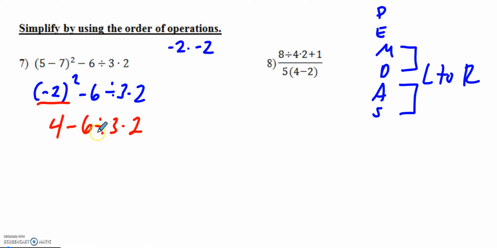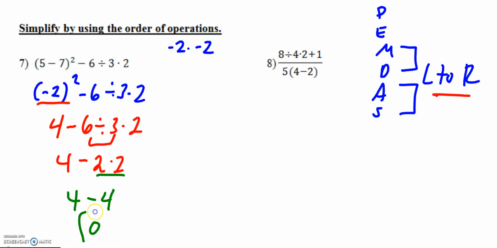Subtraction comes later, so I'm between division and multiplication. I always have to go left to right. So I would have to go 6 divided by 3 first, which would give me 2. Recopy. Between subtraction and multiplication, I would have to do multiplication next and get 4 here. So my final answer is 4 minus 4, or just the number 0.